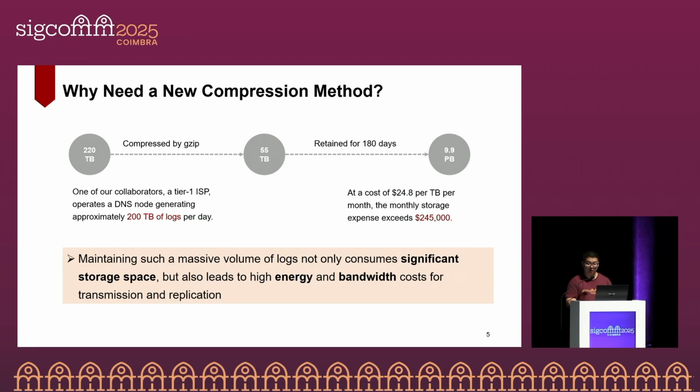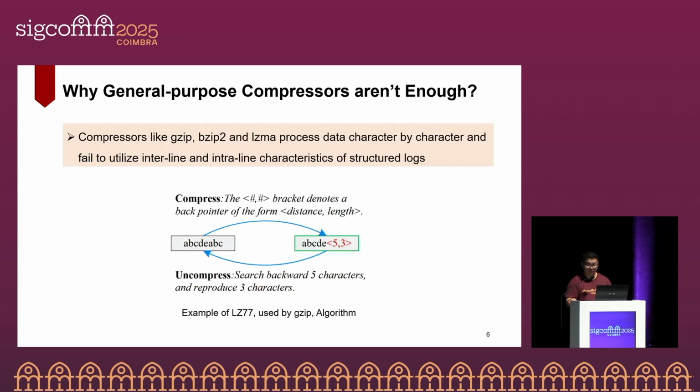Now, let's talk about the problem. One Tier 1 ISP we worked with generates 200 TB of raw DNS logs every day. After gzip compression, that's still 55 TB daily. Over 180 days, that adds up to almost 10 petabytes. At $20 per terabyte per month, that means $245,000 every month, just for one node. So it's clear we need better compression.